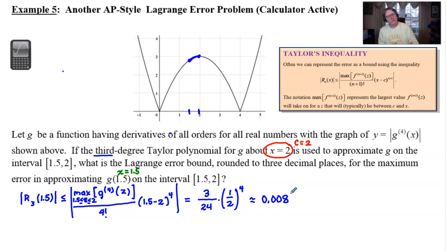We do have one more video, another AP style coming up in example 6. It's a little bit more proof oriented, a very common question that you're going to see on the BC exam in any given year. So you might want to check that one out as well.